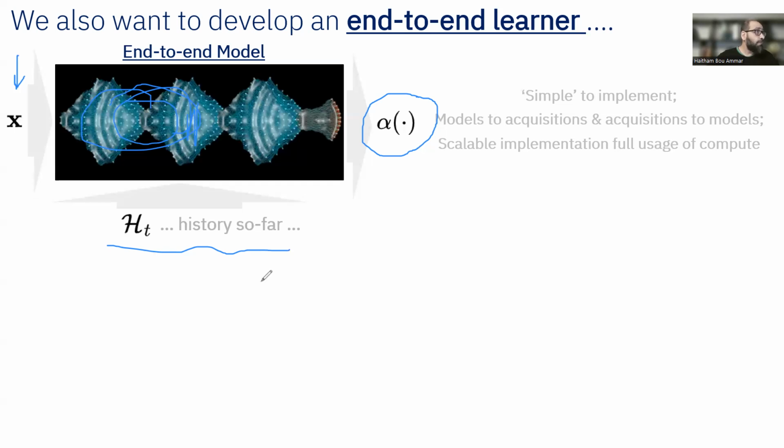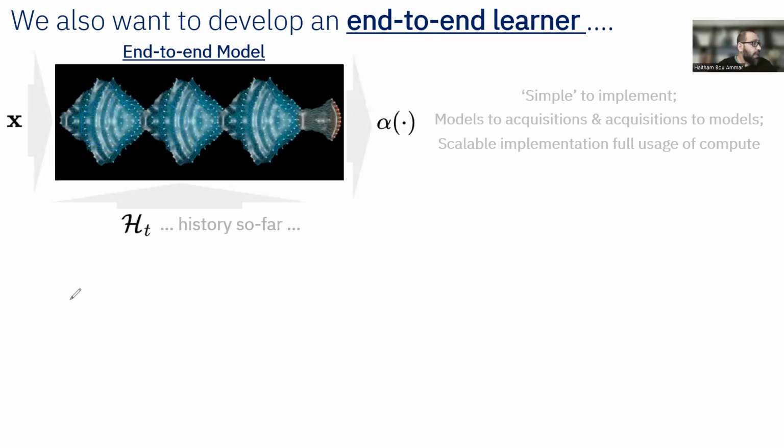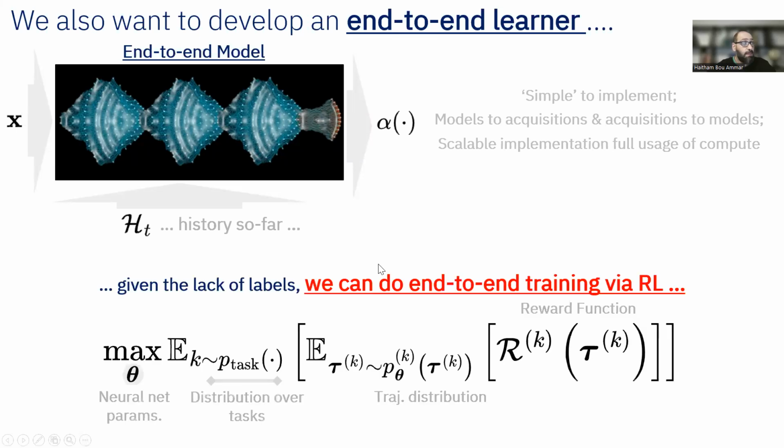So what we tried to do really is we tried to train this thing end to end using reinforcement learning, right? The idea here would be to make use of RL in order to train this and not rely anymore on anything related to supervised data. So given that we don't have the labels, we can define a reinforcement learning problem to find the parameters of my end-to-end model.